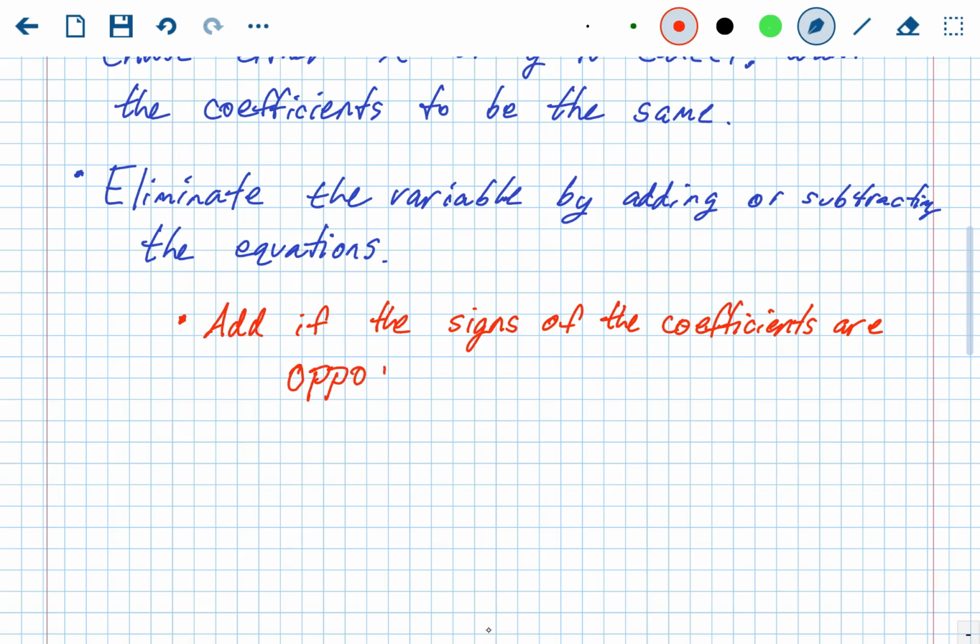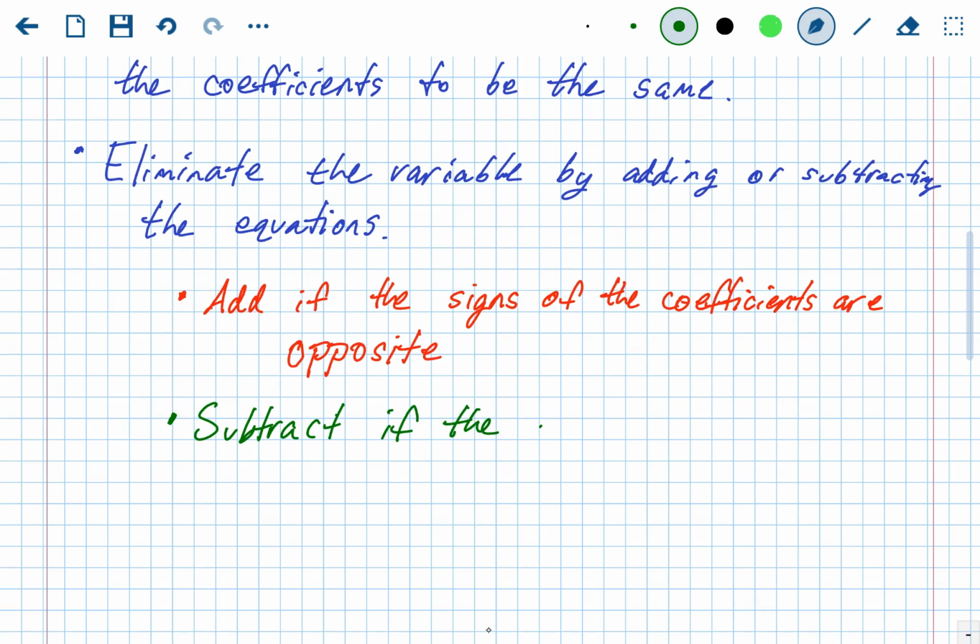So if they're opposite, they eliminate. So what does opposite mean? Well, one's positive, one's negative. So negative 5 and positive 5. If you add those together, you get 0. That's what we want. Your other option would be subtract. We're going to subtract if the signs are the same. Okay, so if the signs in front of the variables are the same, you subtract.